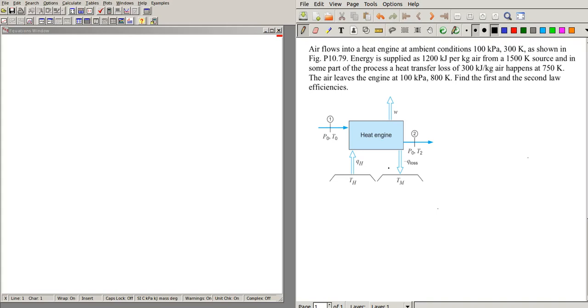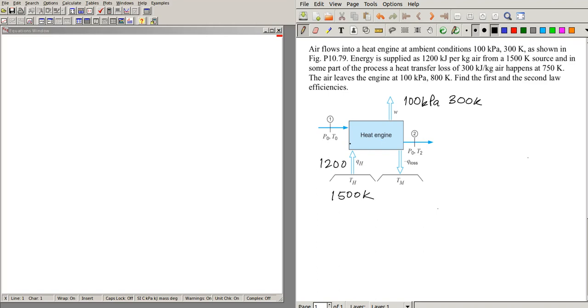Hello and welcome to this session in which we are going to solve problem 10.79, in which we have ambient conditions as 100 kilopascal and 300 Kelvin. Energy is supplied as 1200 kilojoule per kg air from a 1500 Kelvin source. So this thing is at 1500 Kelvin and the energy supplied is 1200 kilojoule per kg.